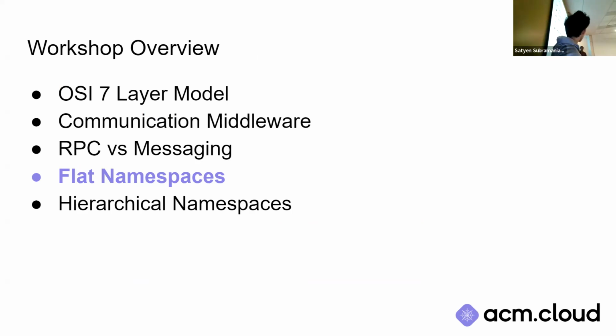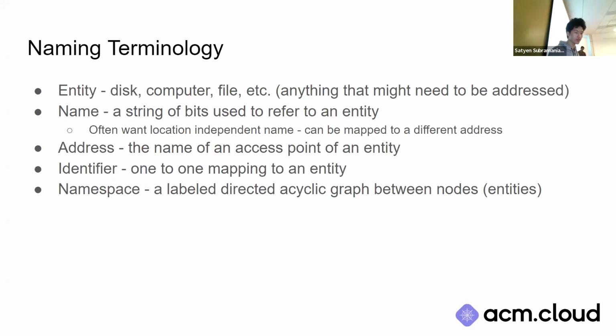discuss how to organize all your nodes into what are called namespaces. So basically, when we name something, it's just a way to identify a certain entity. An entity is like a computer, disk, or file, anything that we might need to address. And then a name is just a piece of data that we can use to refer to that entity. An address is the name of an access point. So like an IP address, your access point would be your physical device, but your IP address would be the name of that. And you have an identifier, which is a one-to-one mapping of an entity.